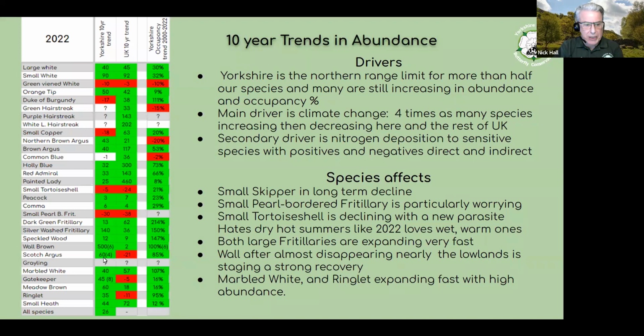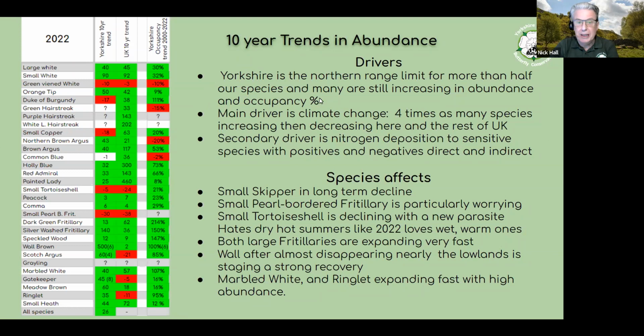You see here the wall brown, 500% up over the last 6 years, is an interesting number. Scotch argus has appeared. It may have been introduced to begin with, but now it's on the spread. As I was saying, Yorkshire is very much the northern limit, so many of these species are still increasing in abundance as they move up through the county.